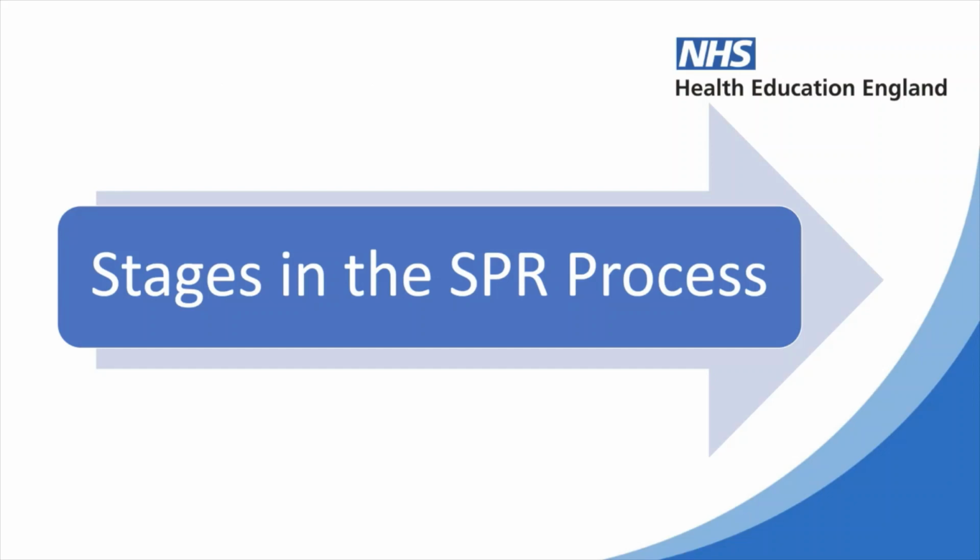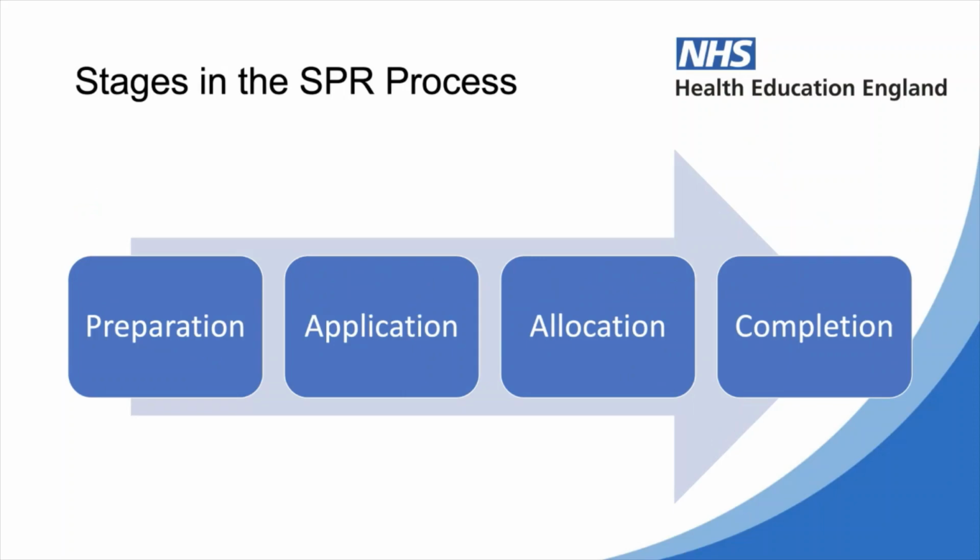So what are these stages in this supported portfolio route process? Well, I've identified 4 stages: the preparation stage, application stage, allocation stage, and completion stage.